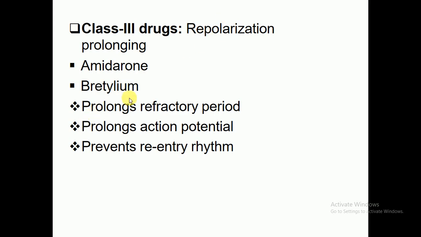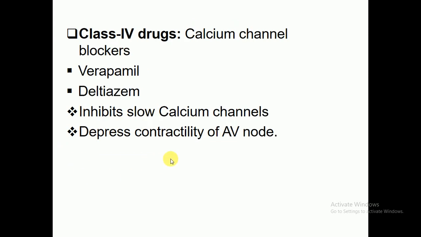Class 3 drugs are also called repolarization prolongers. These are the drugs which prolong repolarization, that is amiodarone and bretylium. These drugs prolong the refractory period, and they also prolong the action potential, as well as prevent re-entry rhythms. Class 4 drugs are calcium channel blockers, and these include verapamil and diltiazem, which inhibit the slow calcium channel and depress the contractility of the atrioventricular node.